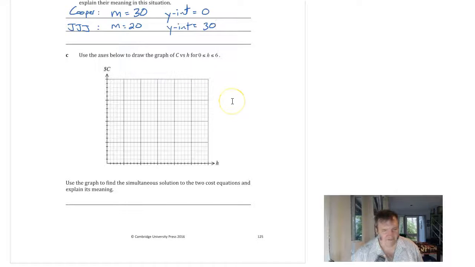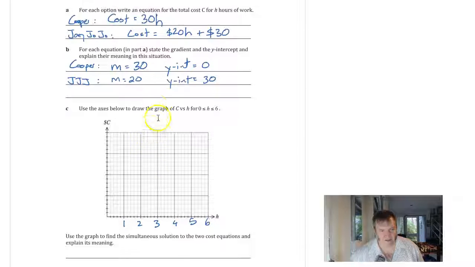If I wanted to sketch the value over 6 hours, well, let's get the 6 hours in here. Now we've got to estimate how much it's going to cost. Well, 6 times 30 is going to be 180, so I think this has got to go up to about 200 here. So 50, 100, 150, 200. That should be easy enough for us to work with there. So the first one, Cooper's one, let's do them in different colours. Cooper can be red. Y-intercept is 0, so it's going to start down here.